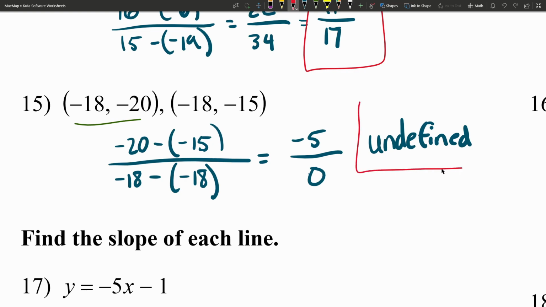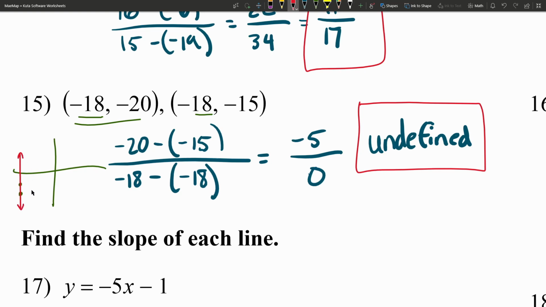And what does that mean? Let's think about this on a coordinate system. We have the point negative 18, negative 20, somewhere over here, and the point negative 18, negative 15. That negative 18, that value for x, is the same. So if I was to draw a line and connect those 2 points, I would have a vertical line.